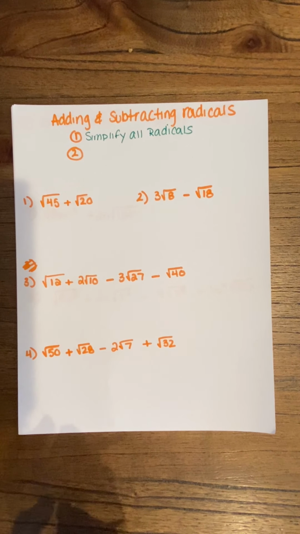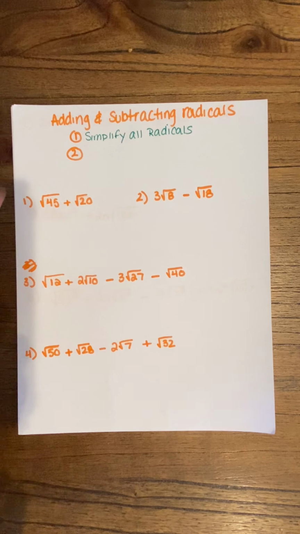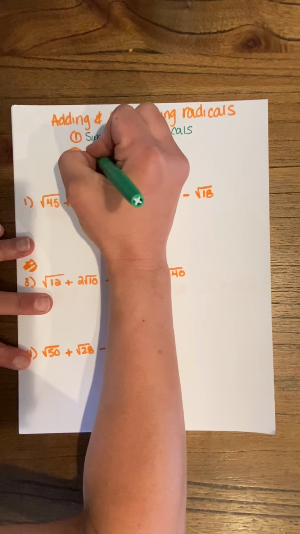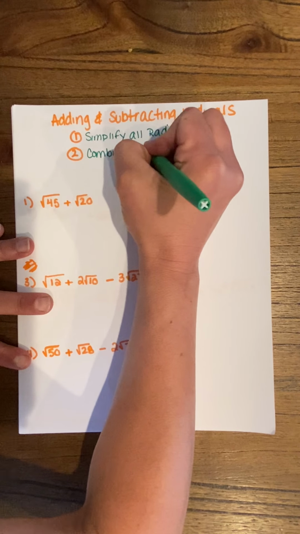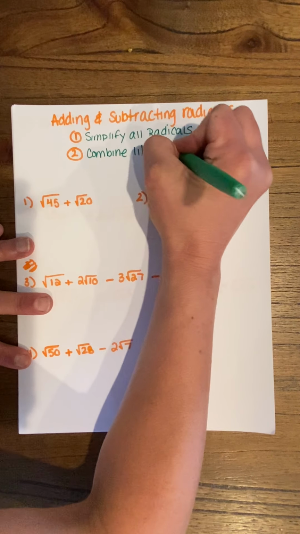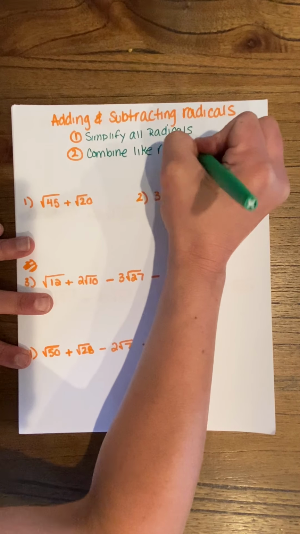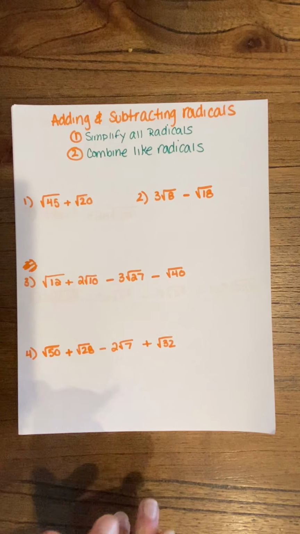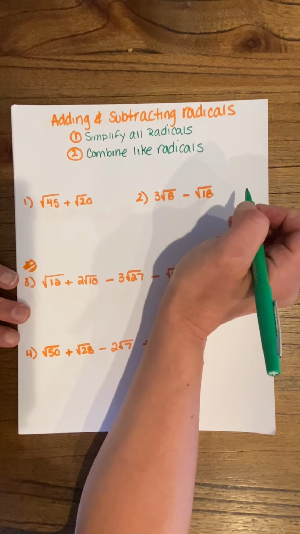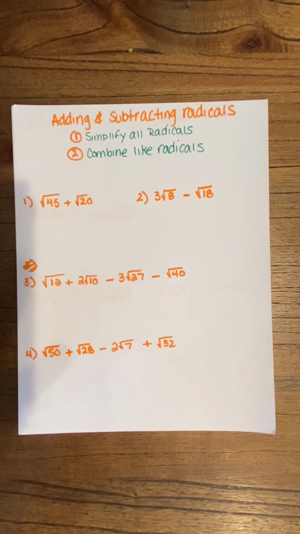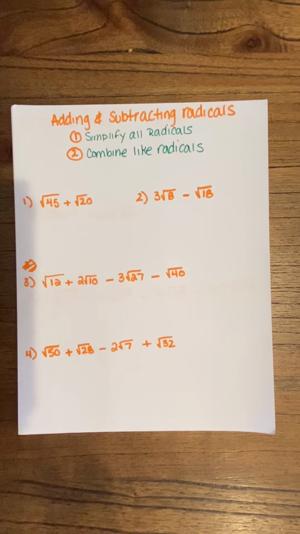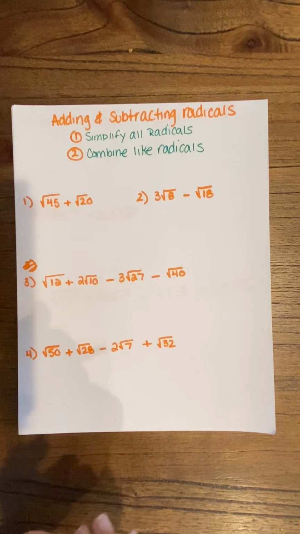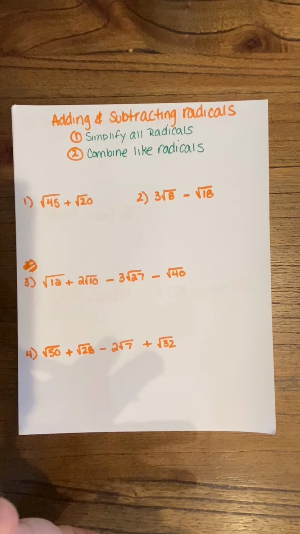Once you simplify all the radicals, then it's just a matter of combining like radicals, just like combining like terms. By like radicals, we mean you can combine radical 2's with other radical 2's, and radical 5's with other radical 5's. They have to have the same number under the radical to add them.